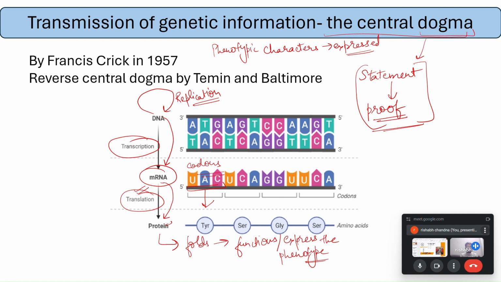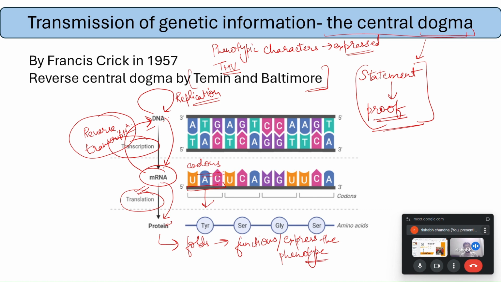And there is one more concept that was given by Temin and Baltimore. So what this states is that in some viruses, they saw majorly tobacco mosaic virus, this RNA is reverse transcribed to DNA. Okay, so when this RNA is converted back to DNA, this process is called reverse transcription.